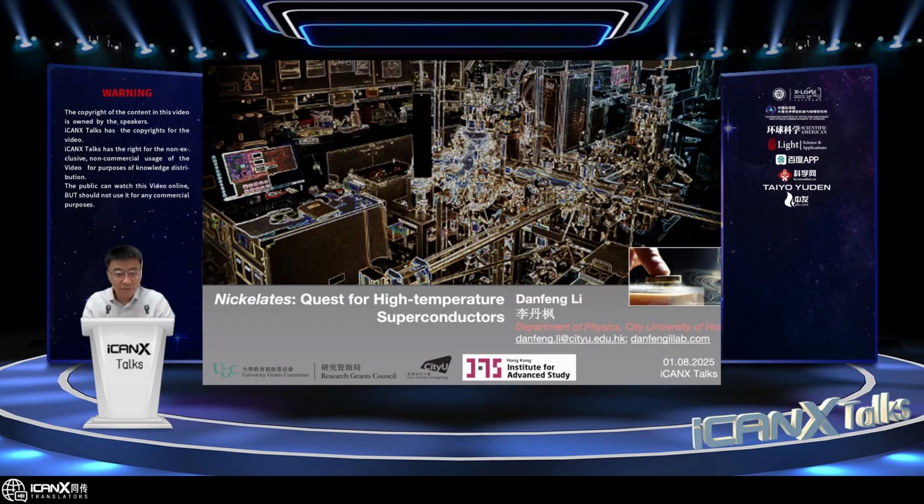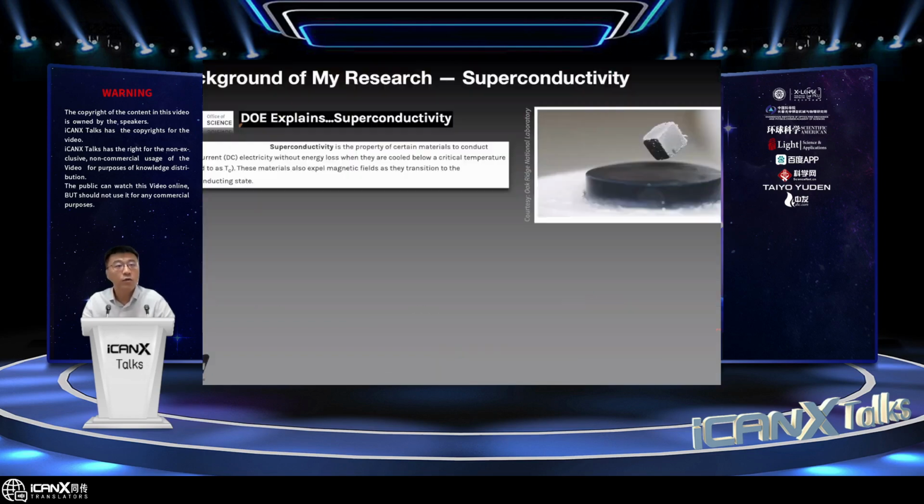Okay, without further ado, let me begin with some background knowledge on superconductivity. So superconductivity, I just copied this definition from the Department of Energy, United States. Superconductivity is the property of certain materials to conduct direct current electricity without energy loss when they are cooled below a certain temperature. Right?